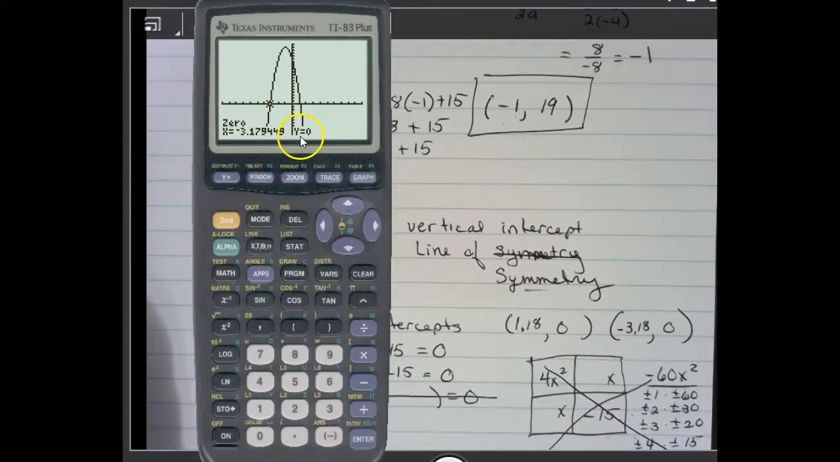All right, let's do it again, except let's do this side. So I'm going to go back to second, and we're going to calc. And I want number 2, which is zero. And then let's find the left bound. Left bound. And right bound. And yeah, that's about as close as we're going to get. Enter. And as you can see, I get 1.17944, and that's my 1.18 rounded to 2 decimal places. So again, once it said it was rounded, I could have just used my calculator to find those 2 zeros.